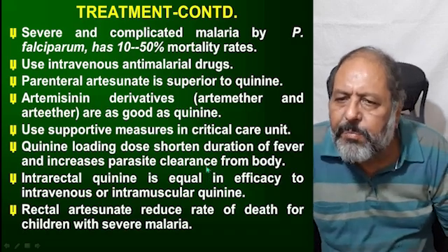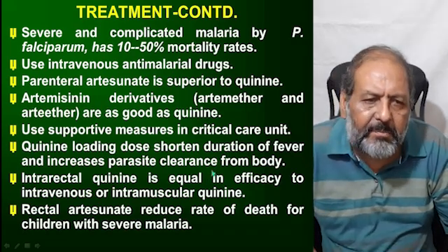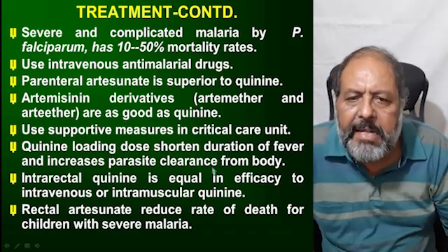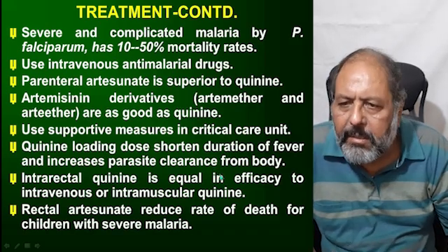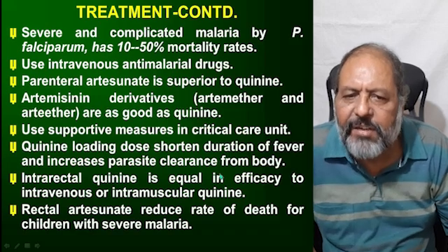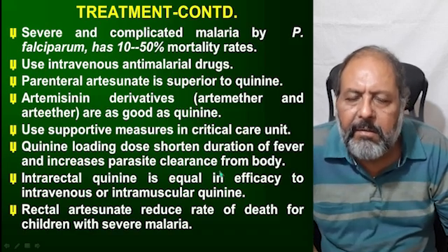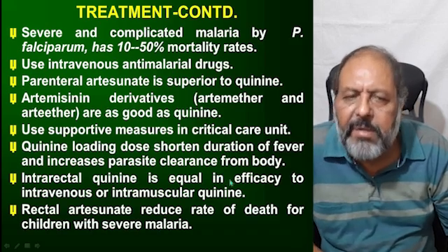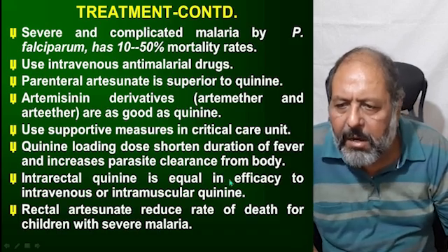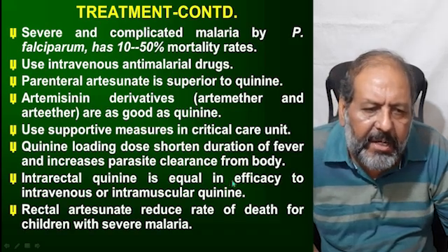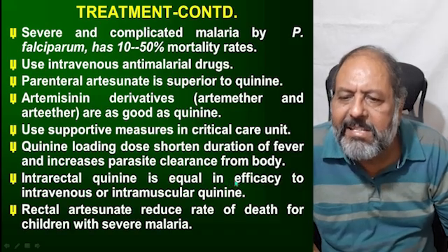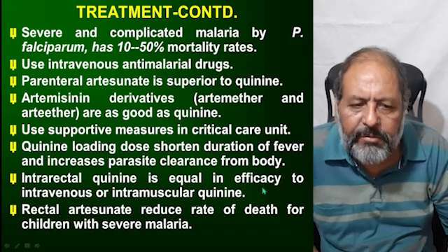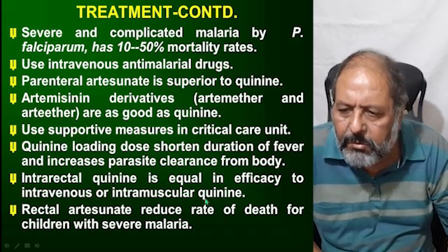Now, continuing the treatment, severe and complicated malaria by Plasmodium falciparum has 10 to 50% mortality rates, so one has to use intravenous antimalarial drugs. Parenteral artesunate is superior to quinine. Previously, quinine was being used. Now, artemisinin derivatives, artemether and arteether, are as good as quinine. So, use supportive measures in the critical care unit also.